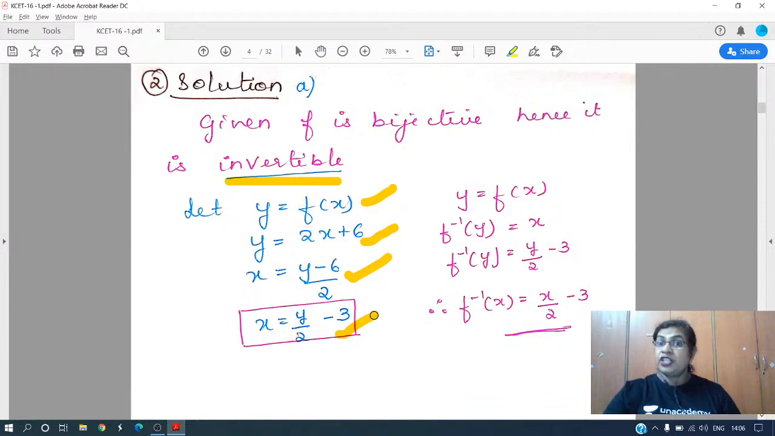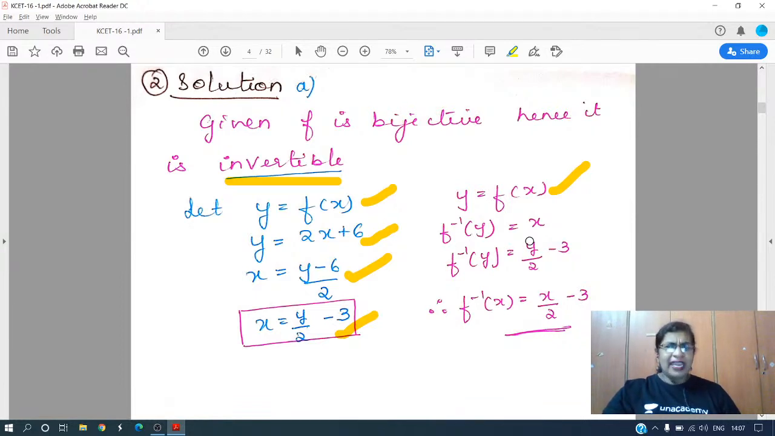Okay, now the question is, I have to find the inverse of f(x). Since it is told to me the function is bijective, I know it is invertible. Only then will the inverse exist. For that, let us write y is equal to f of x. Now I know this function f is invertible, so it can change its place from one side to the other by writing f inverse of y is equal to this x.